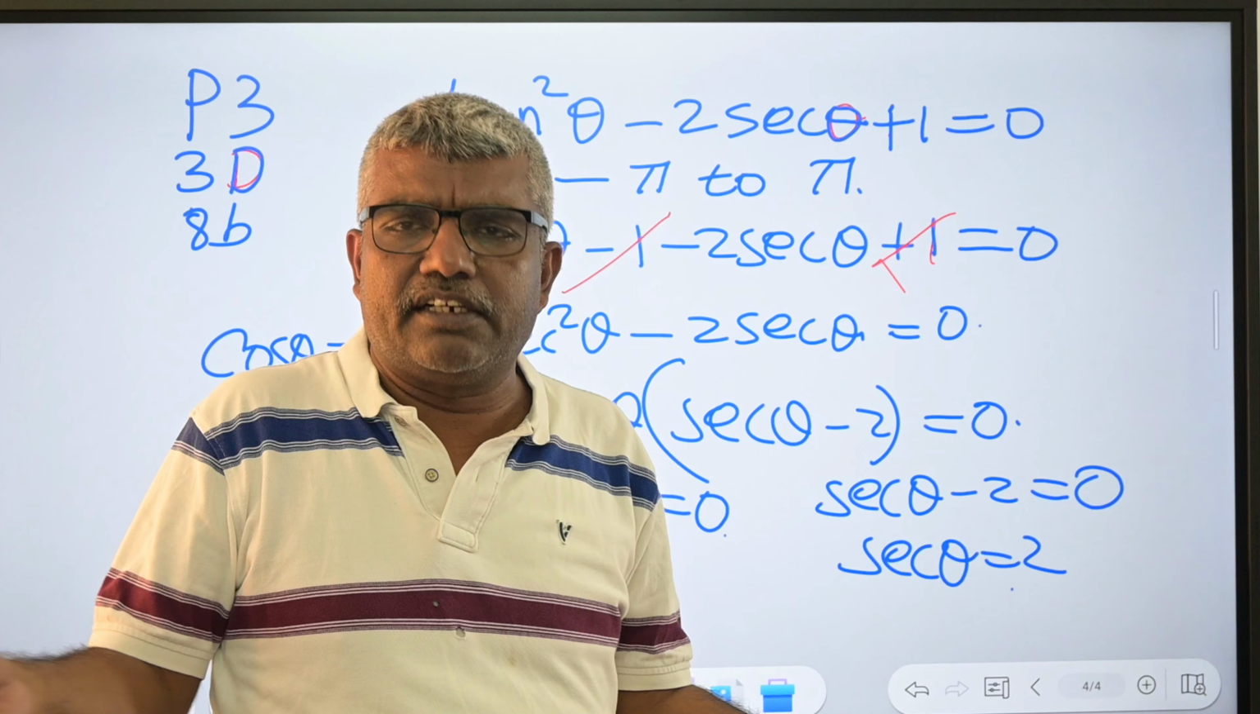Because what is tan square theta? 1 plus tan square theta equal to secant square theta. So, tan square theta is secant square theta minus 1, minus 2 secant theta plus 1 is equal to 0. This plus 1 minus 1 cancel. So, secant square theta minus 2 secant theta is equal to 0. Take out secant theta: secant theta times secant theta minus 2 equal to 0.